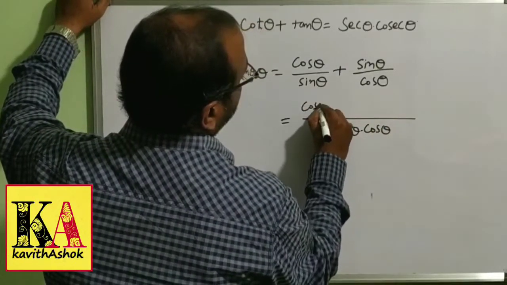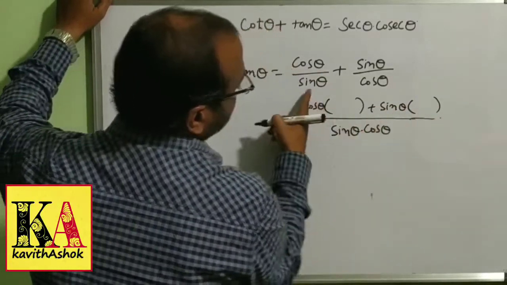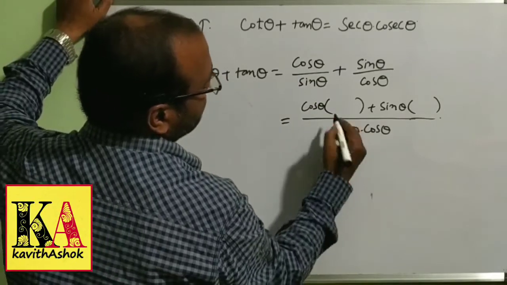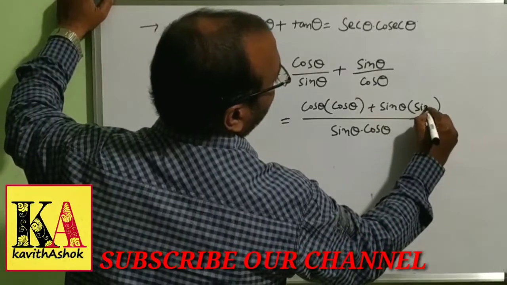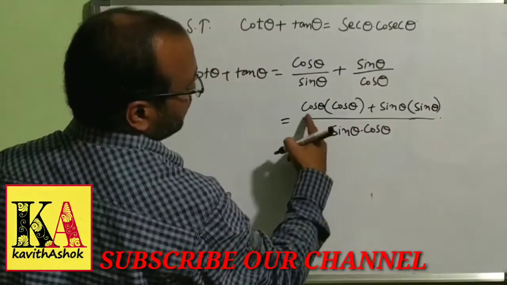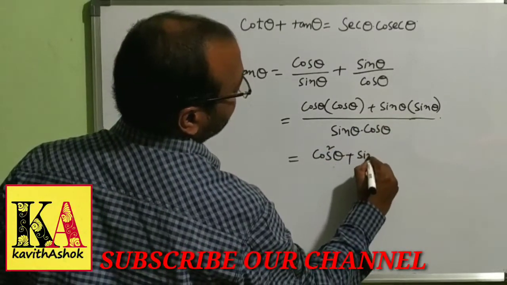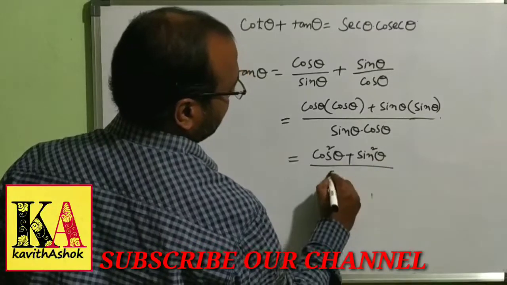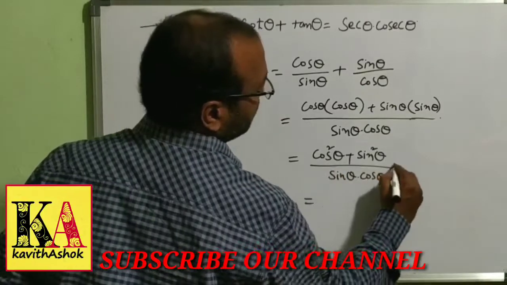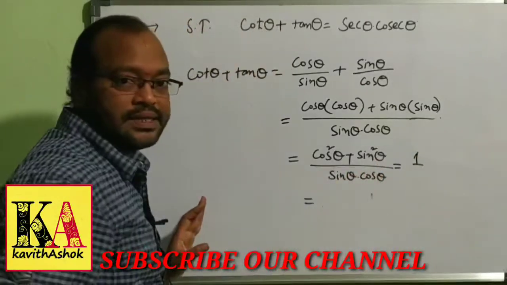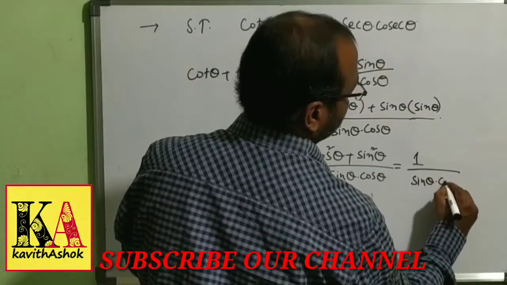Cos theta is already there in the first term, sin theta is already there. So in the first term we will take cos theta, and in the second term, we will take sin theta. So now we get cos square theta plus sin square theta by sin theta cos theta. We already know this numerator is nothing but 1. Why? Because cos square theta plus sin square theta is equal to 1, by sin theta and cos theta.